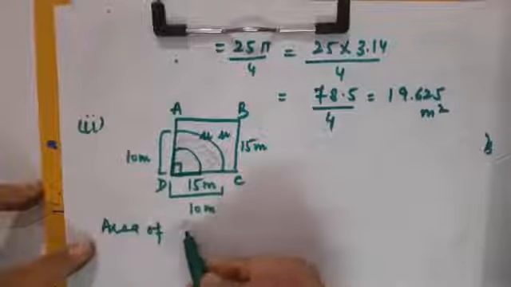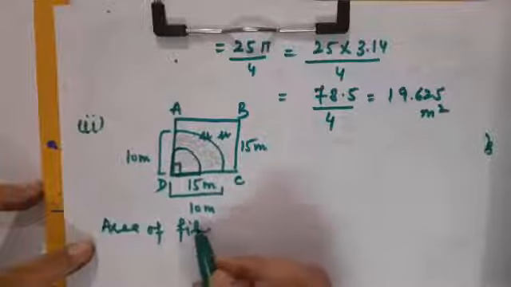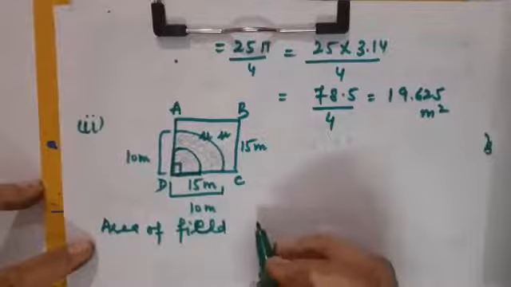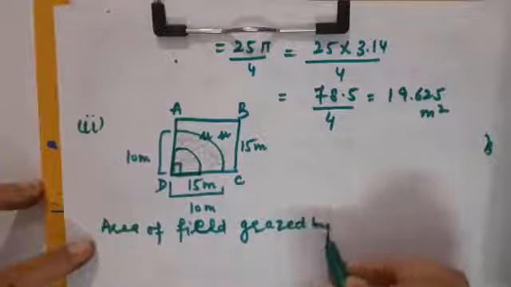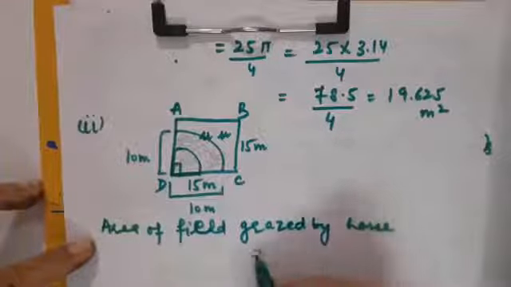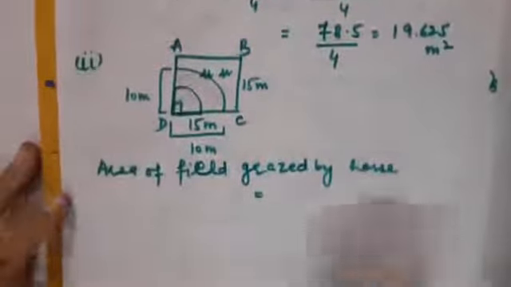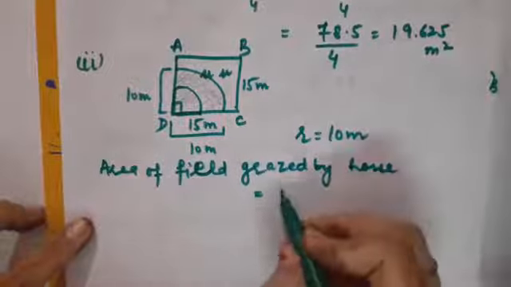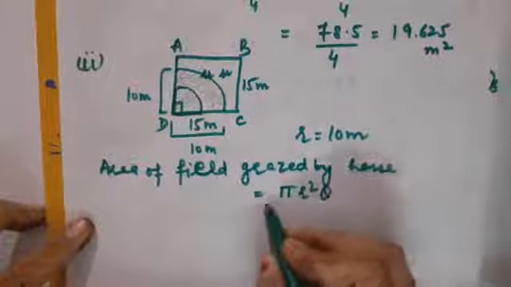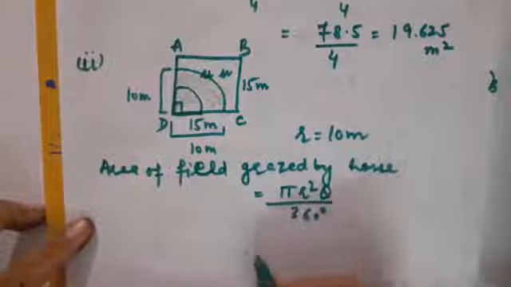Area of the field, you can even call it the sector also, which is grazed by a horse. This is nothing but the area of the sector only. What will be the radius in this case? That will be 10 meter. So apply this pi r square theta upon 360 degree.